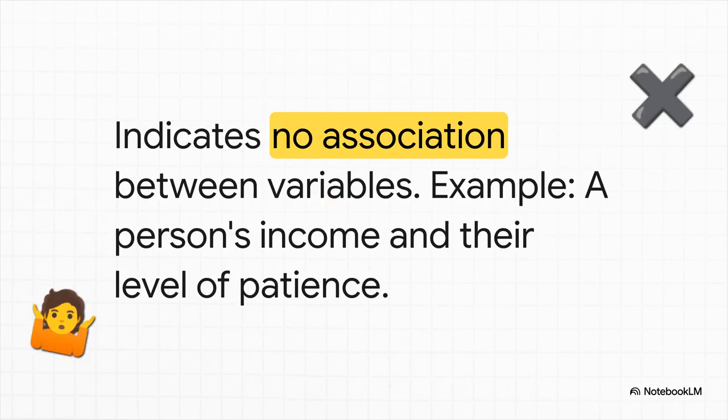And of course, there's zero correlation. And this one is exactly what it sounds like. There is just no relationship to be found, none. The two things are completely independent of each other. For example, there's pretty much no link between how much money someone makes and how patient they are. The two just have nothing to do with each other.